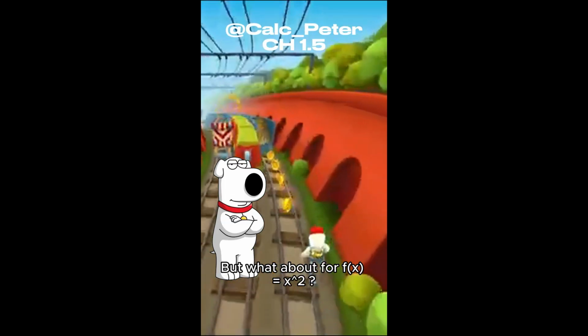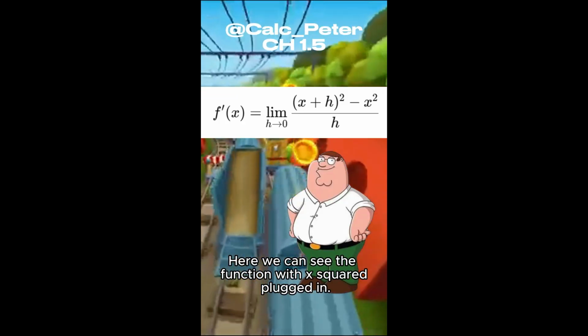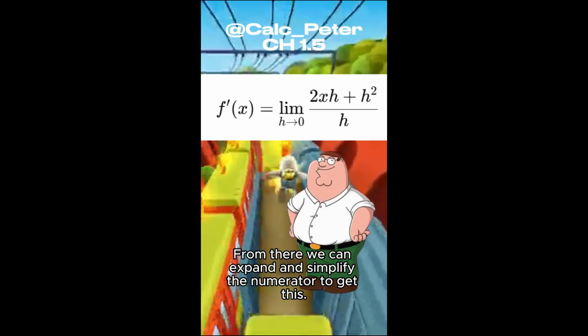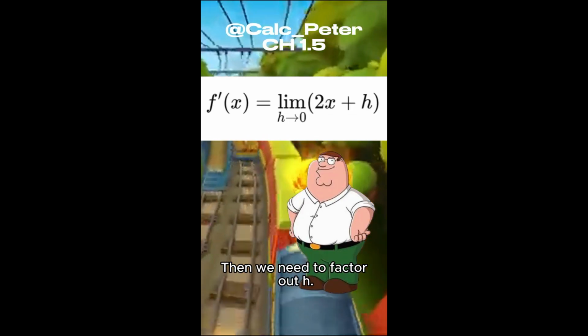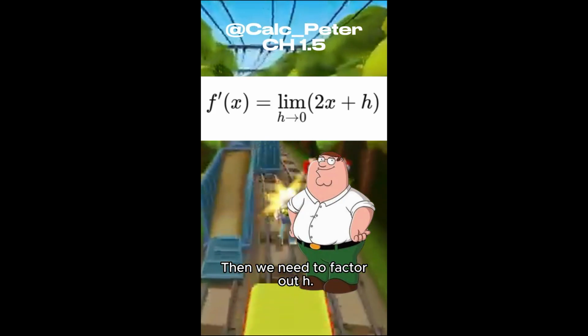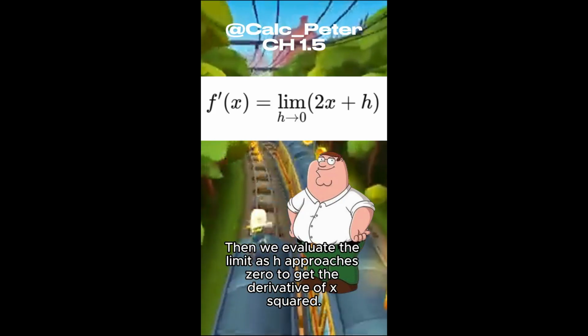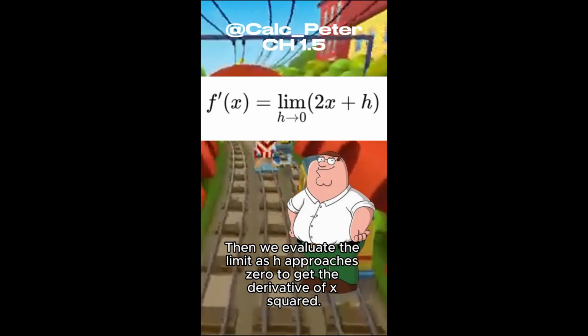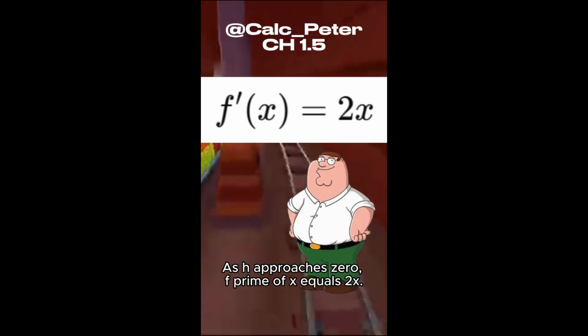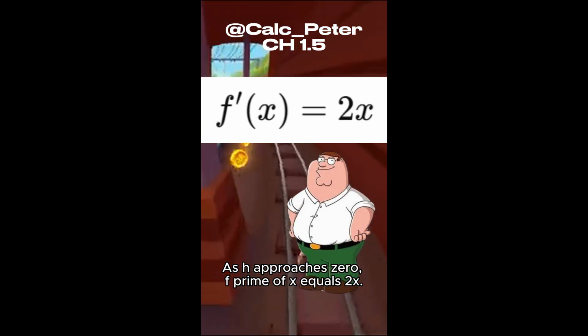But what about for f(x) equals x squared? Here we can see the function with x squared plugged in. From there, we can expand and simplify the numerator to get this. Then we need to factor out h. Then we evaluate the limit as h approaches 0 to get the derivative of x squared. As h approaches 0, f prime of x equals 2x.